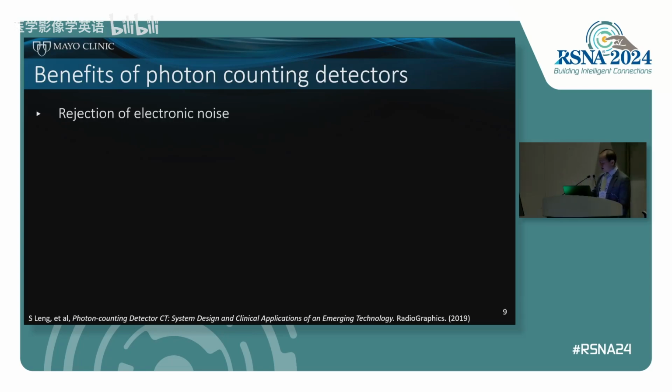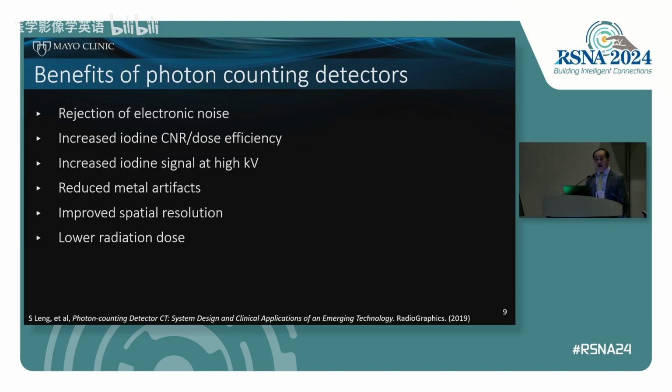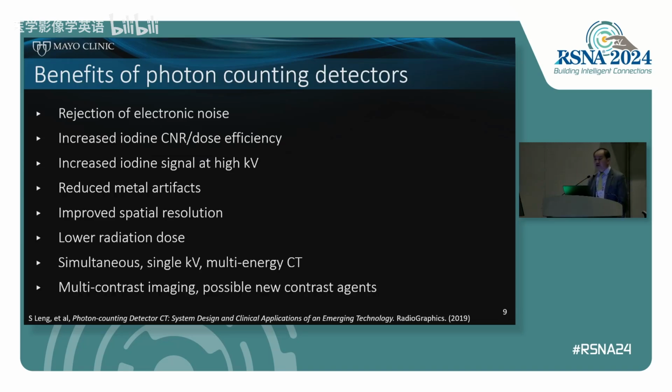It can reject the electronic noise. It can increase the iodine CNR dose efficiency. It can increase the signal at a high keV, reduce metal artifacts, improve spatial resolution, lower radiation dose, and give us simultaneous single keV multi-energy CT with perfect spatial and temporal registration, and also provide the capability to do K-edge imaging, multi-contrast imaging, and possibly give us the opportunity to look at new contrast agents. And I very much look forward to the later talks on this.